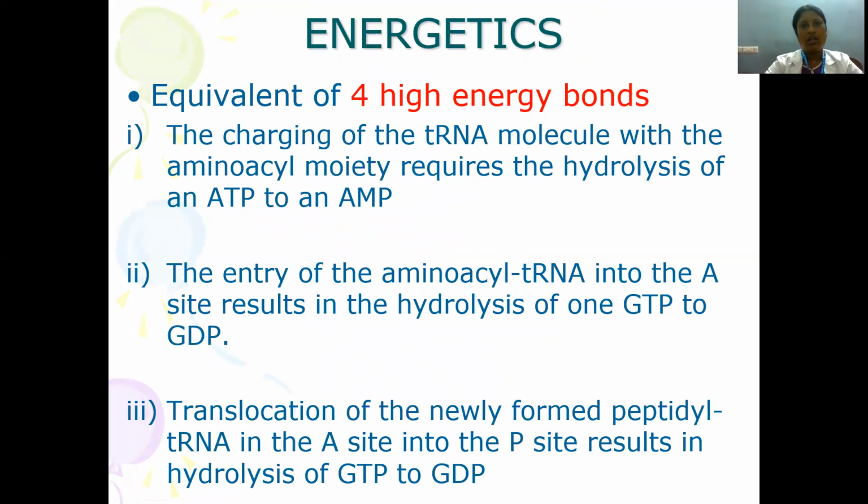Energetics: equivalent of 4 high energy bonds. The charging of the tRNA molecule with the amino acid requires hydrolysis of an ATP to AMP, so 2 phosphate bonds are used. The entry of aminoacyl tRNA into the A site results in hydrolysis of 1 GTP to GDP. And translocation of the newly formed peptidyl tRNA from the A site into the P site results in hydrolysis of another GTP to GDP. So in the first step, during charging of tRNA, 2 phosphate groups are used, and in the second and third steps, 1 phosphate group each. So totally 4 phosphate groups have been utilized.